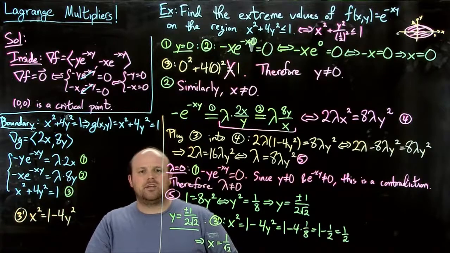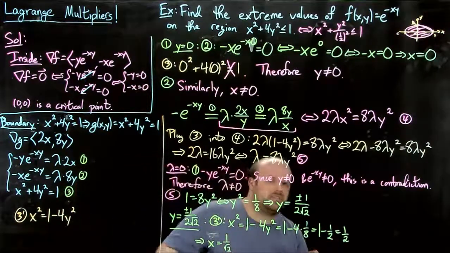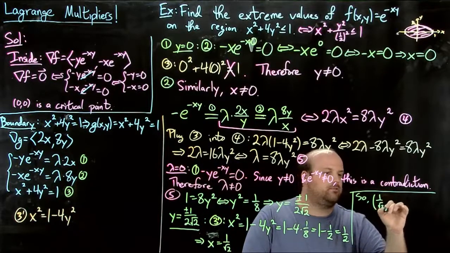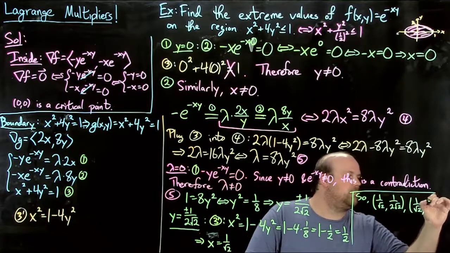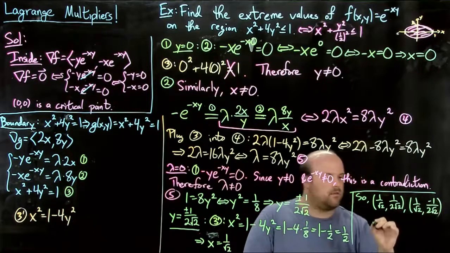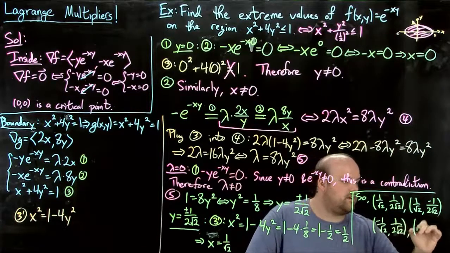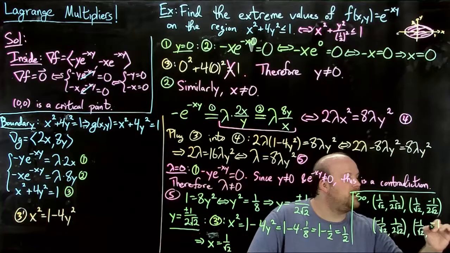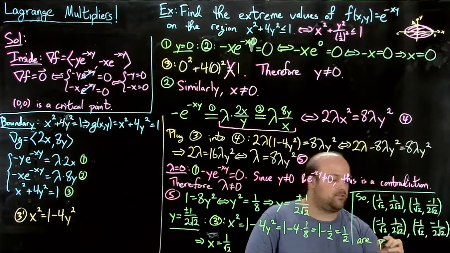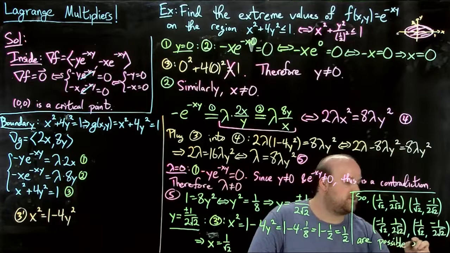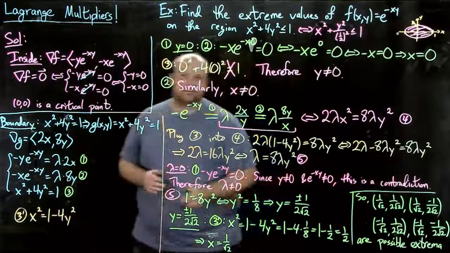So what happens here is we get 4 new possible points. Okay? So we have 1 over root 2, 1 over 2 root 2; 1 over root 2, minus 1 over 2 root 2; minus 1 over root 2, 1 over 2 root 2; and finally, minus 1 over root 2, minus 1 over 2 root 2. Right? These are possible extrema. As you can see here, I've kind of run out of space.